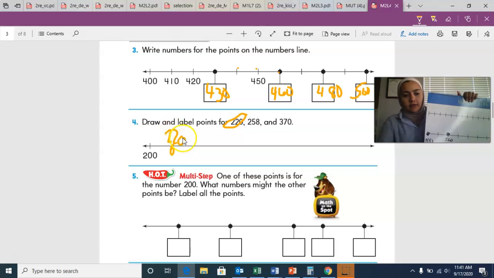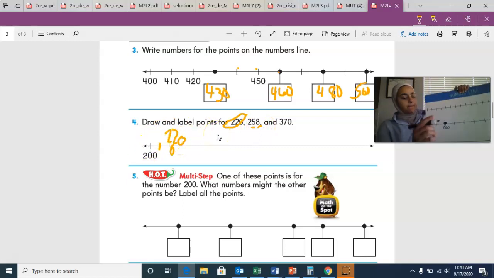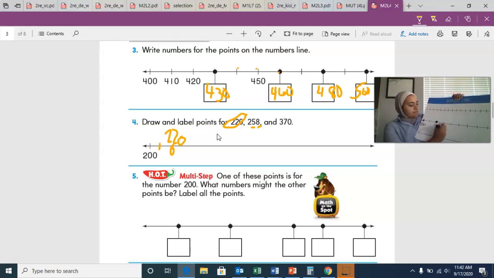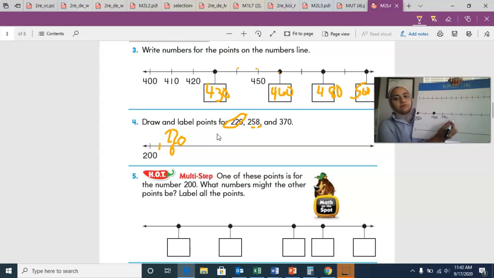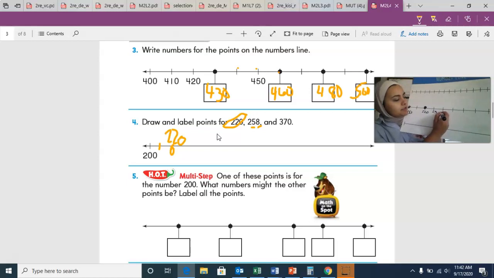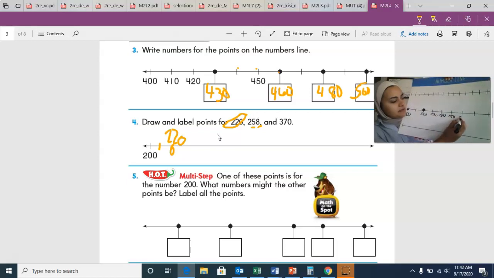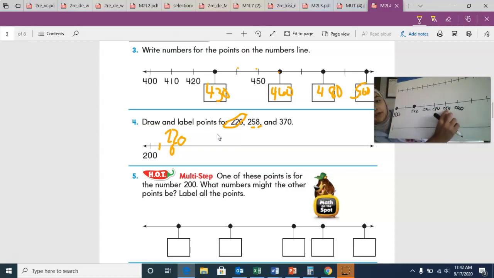220. This one would be 210. So 200, 210, 220. Then we're going to look for 258. So if this is 220, this would be 230, 240, 250, 260. Oh, hold on, Miss Yusuf, 250. Well, this is 258, so 258 would go somewhere there.